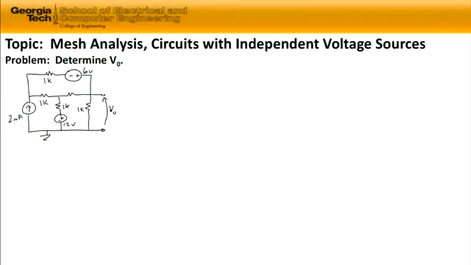The topic of this problem is mesh analysis, and we're going to be working with circuits with independent voltage and current sources. The problem is to determine V sub 0 in the circuit below. You can see in the circuit that we have one current source, 2 milliamps, and two voltage sources, a 6-volt source and a 12-volt source. And V out is measured across a 1 kilo ohm load resistor on the right-hand side of the circuit. So we're going to use mesh analysis to solve this problem.